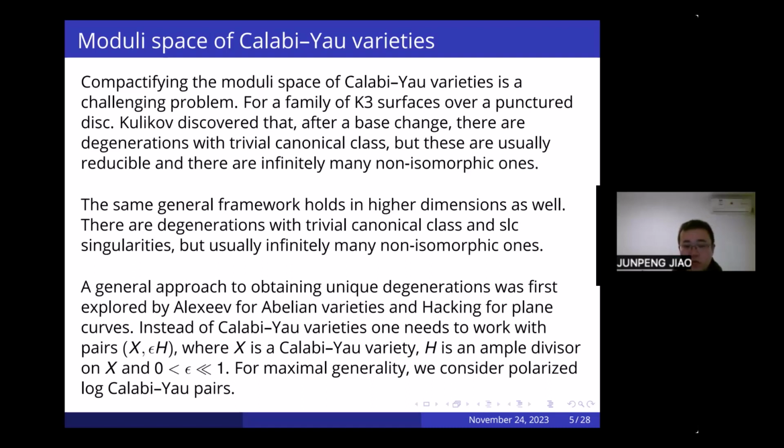A general approach to obtaining unique degenerations was first explored by Alexeev for abelian varieties and Hacking for plane curves. So instead of just considering a Calabi variety, one needs to work with pairs (X, epsilon H) with a boundary. This H is an ample divisor and epsilon is small enough, and X is a Calabi variety. And for maximum generality, we consider polarized log Calabi pairs.